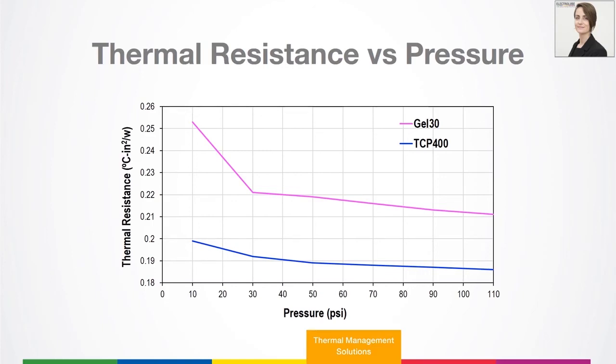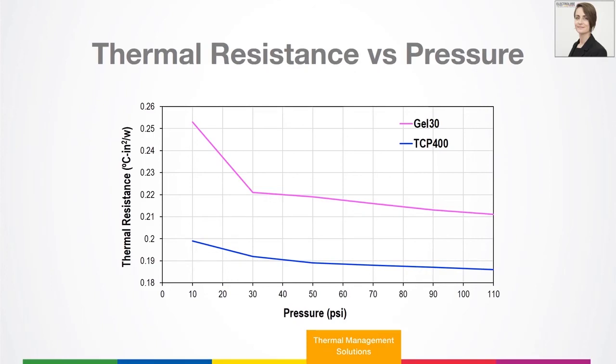As you can see there, the thermal resistance overall at varying pressures is much better for TCP 400. Gel 30 has a very critical point at 30 psi where you need to apply that much pressure to even get down to the lower levels of thermal resistance that you're going to achieve with that material.